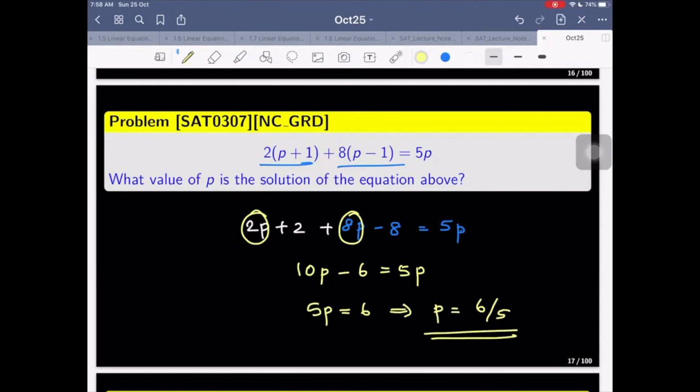Okay, this is a grid type question. So you have to actually mark this answer in a grid. Okay, there are no options to be marked. You have to mark this answer in a grid, either as 6 by 5 or as 1.2.